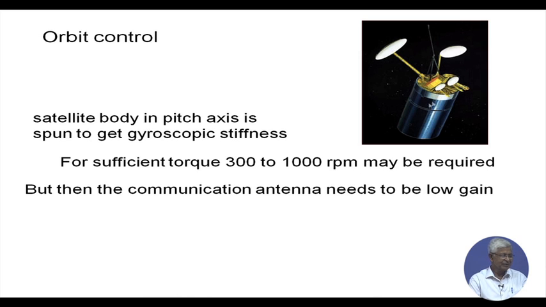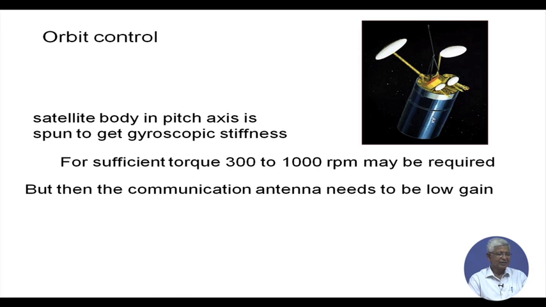But then you see there is a problem: if there is a parabolic antenna or a focused antenna in one direction, and if you rotate the satellite, the antenna will not be looking at the earth or surface area, it will be moving all around. So therefore this has to be adjusted. How is it adjusted? Then you put a slip ring around the body of the satellite.